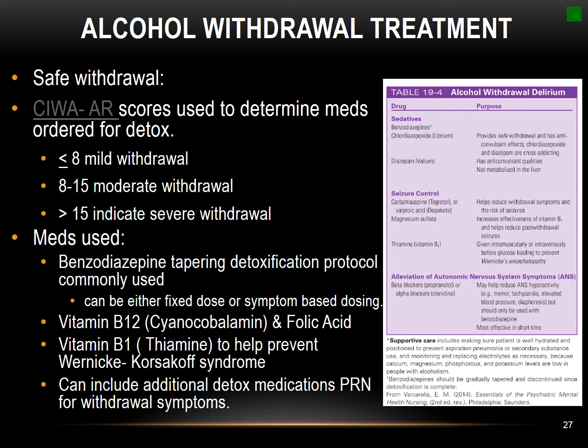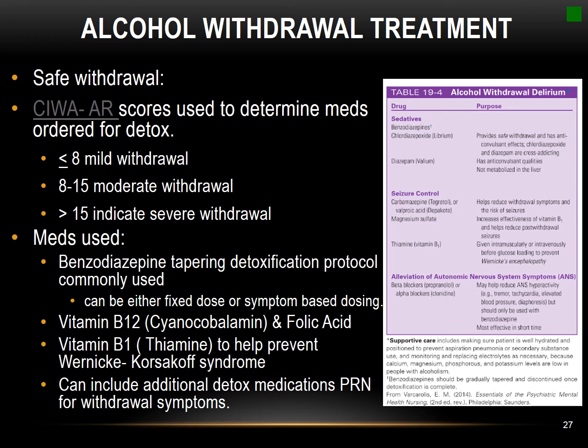0 to 7 points are assigned to each item, except for the last item, which gets 0 to 4. You can have a total possible score of 67. So scores of 8 or less are called mild withdrawal. Those who have a score of 8 to 15 are treated according to their presenting symptoms, their history, and the doctor's preference. A score of greater than 15 is seen in patients with moderate to severe alcohol withdrawal.